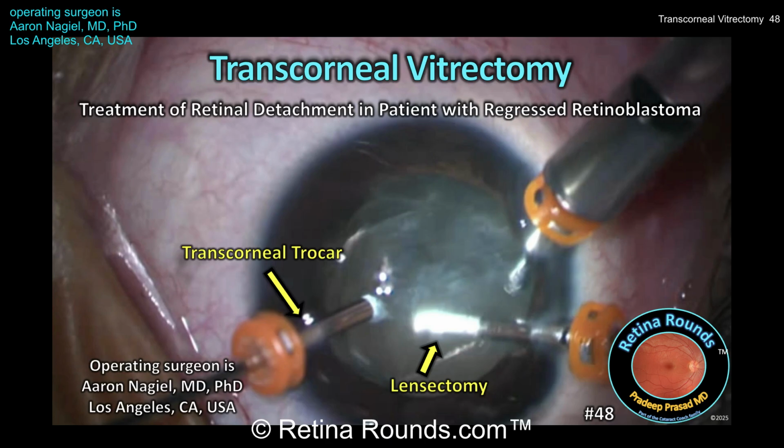Now, you may be wondering why take a transcorneal approach. Well, even in patients with regressed retinoblastoma, one concern is that entry into the eye through the uveal tract may allow for seeding and dissemination of potentially viable retinoblastoma cells. So accessing the posterior segment through the cornea circumvents this issue. Let's check out the steps of this approach.